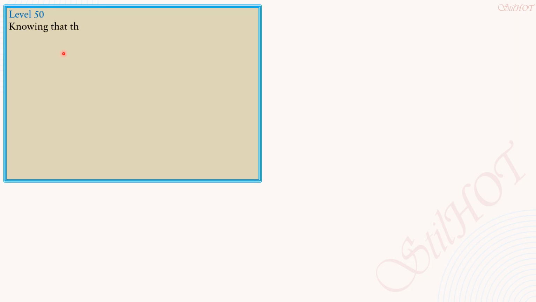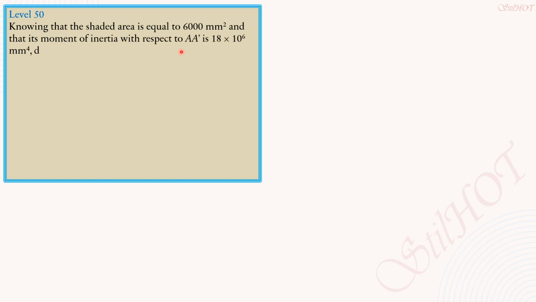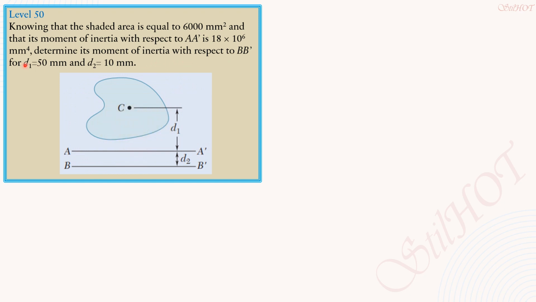Problem 50. Knowing that the shaded area is equal to 6,000 mm² and that its moment of inertia with respect to the AA' axis is 18 times 10 to the 6 mm⁴, determine its moment of inertia with respect to BB' for D₁ equals 50 mm and D₂ equals 10 mm. So for our solution, let's input the data: D₁ is 50 mm, D₂ is 10 mm.